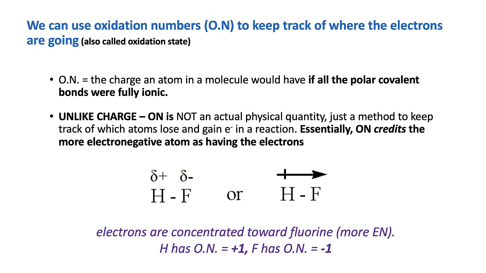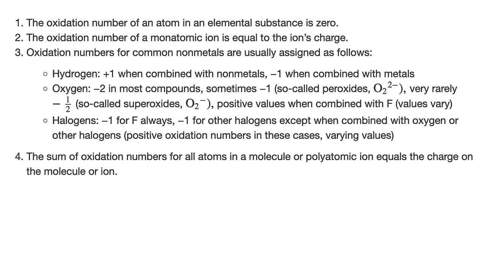With this idea of oxidation number, we say, well, let's just say that the electrons are in a whole number on one or the other. And let's just say that hydrogen has an oxidation number of +1 and fluorine has an oxidation number of -1. Now again, these are not charges and it's not exactly like this, but by having some rules about oxidation numbers, we can see what species are going to lose electrons and what species are going to gain electrons.